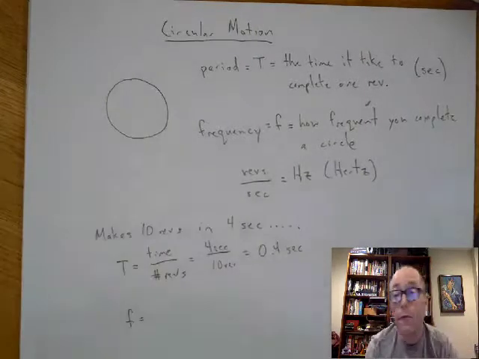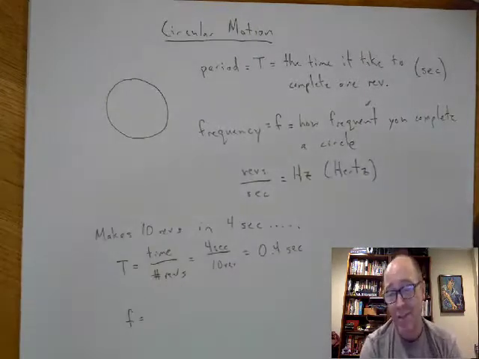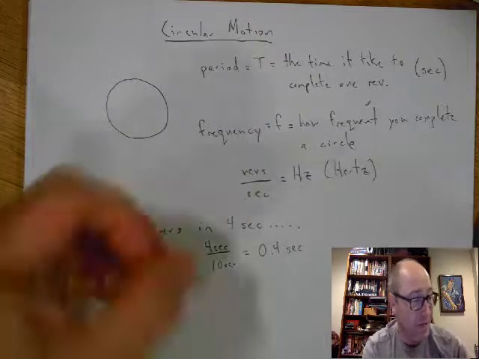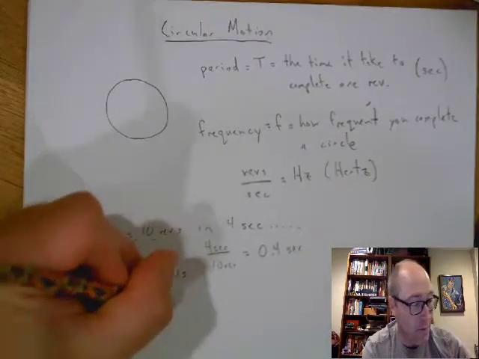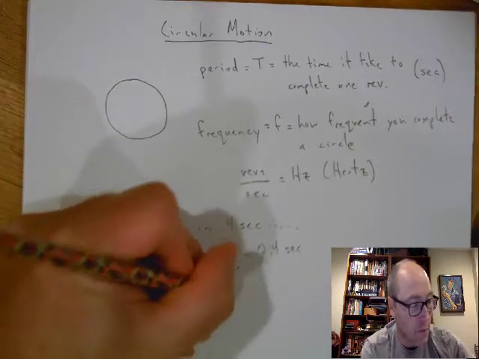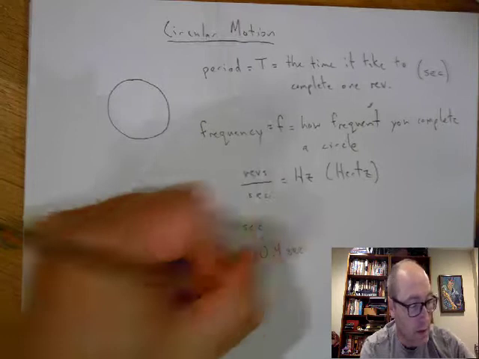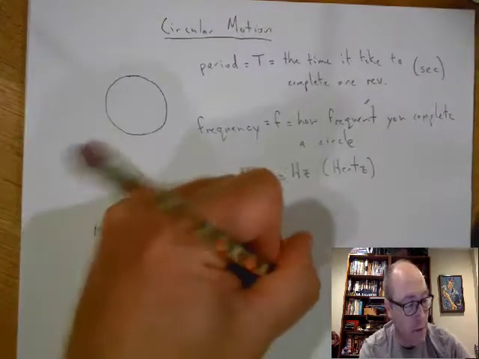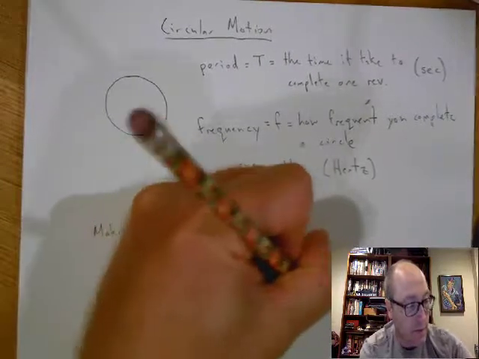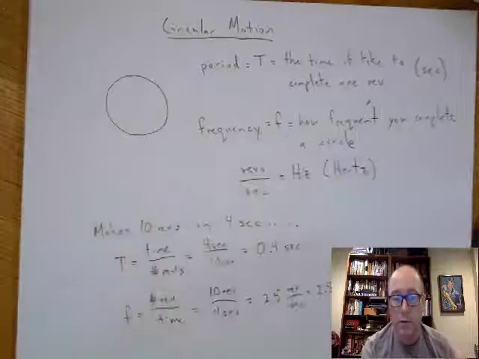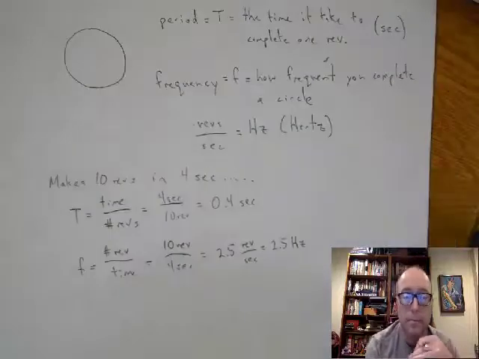If you think about the frequency, well, if I want to know how frequently I'm making a revolution, and I'm making 10 revolutions in 4 seconds, how frequently am I making a revolution? Well, then you would say, oh, that would be the number of revs over the time, which would be 10 revs over 4 seconds, which means I'm making 2.5 revolutions every second, or my frequency is 2.5 hertz.